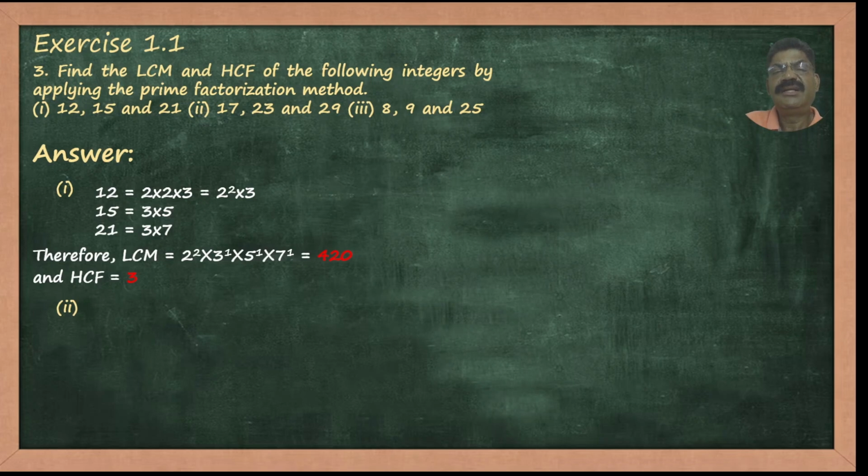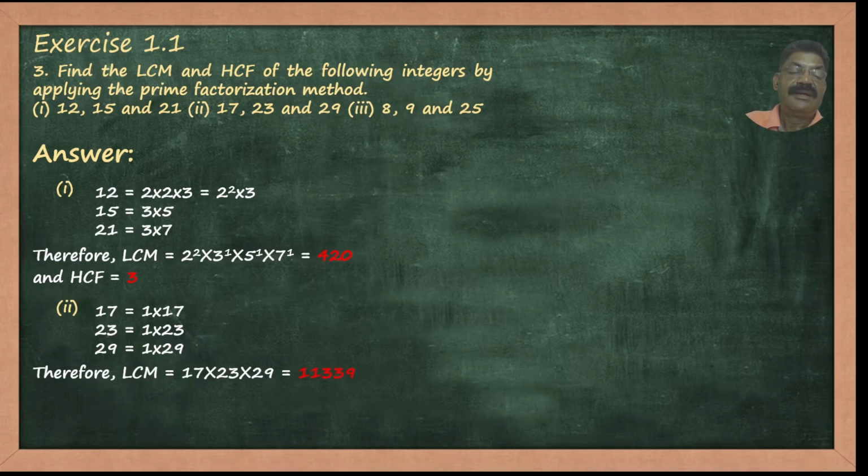17, 23, 29. Obviously, all are prime numbers. So, 17 you can write 1 into 17. 23 you can write 1 into 23. 29 you can write 1 into 29. Therefore, the LCM is equal to 17 into 23 into 29 into 1. That is equal to 11,339. You need not write product 1 because it will not change the number. Therefore, the least common multiple is just the product of the 3 numbers.